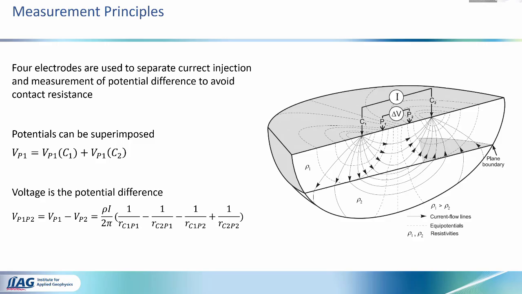So if you are wondering why we use four electrodes, that's the reason. And this can be relatively easily calculated. Potentials can be superimposed, and then I have to do the math for these 4 electrodes. Don't let me go into details there.